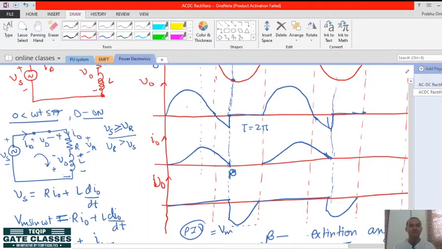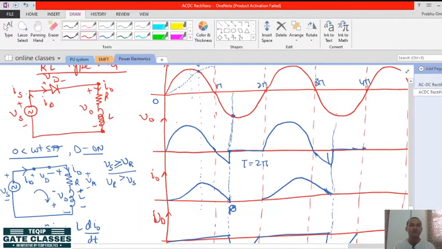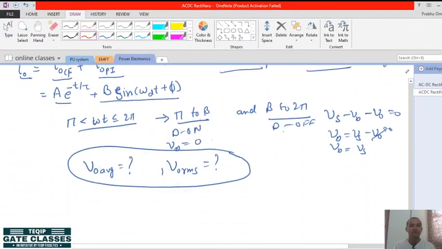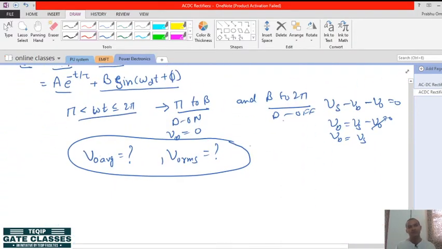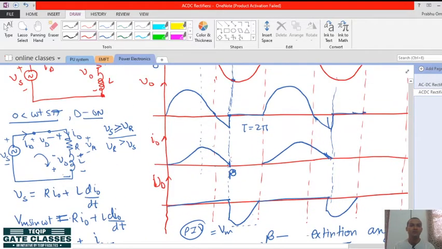Another task was getting the output of this load. If you have calculated it, this value comes out to be Vm times 1 minus cos beta over 2 pi. Hope you have all done this, and in a similar way you have to calculate the RMS value also.